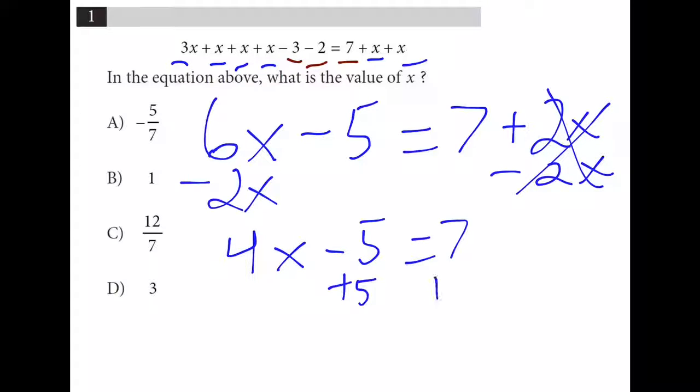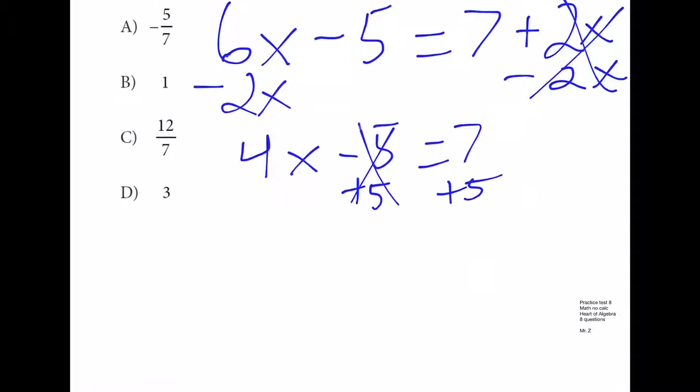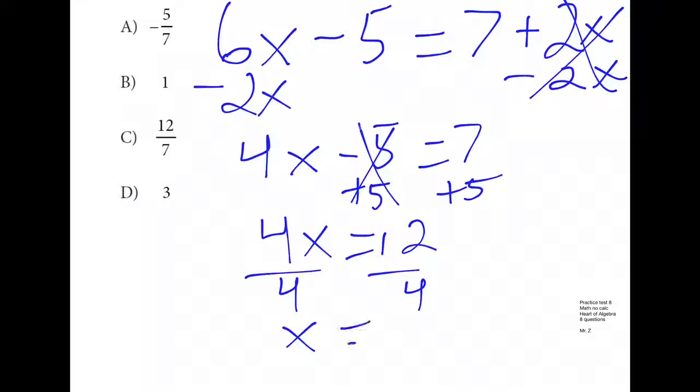I add 5 to both sides. Cancels out on the left. 4x is equal to 12. When I divide both sides by 4, I get that x is equal to 3. D.